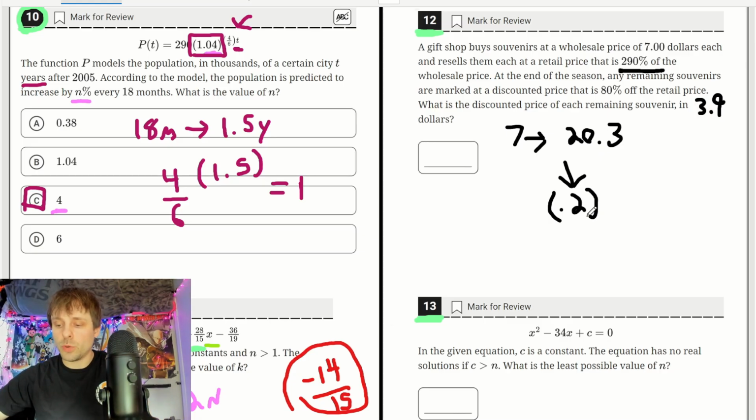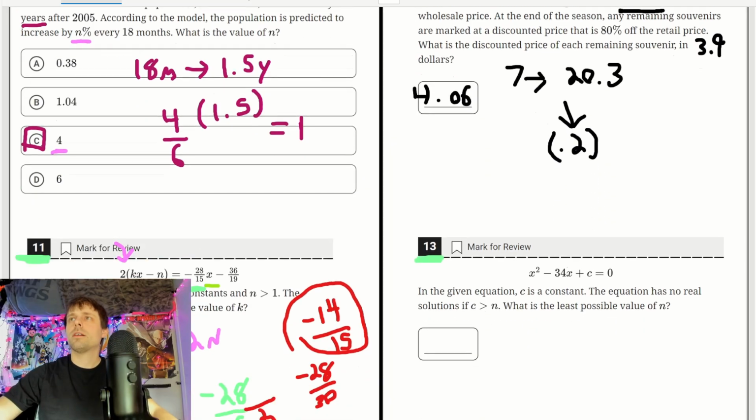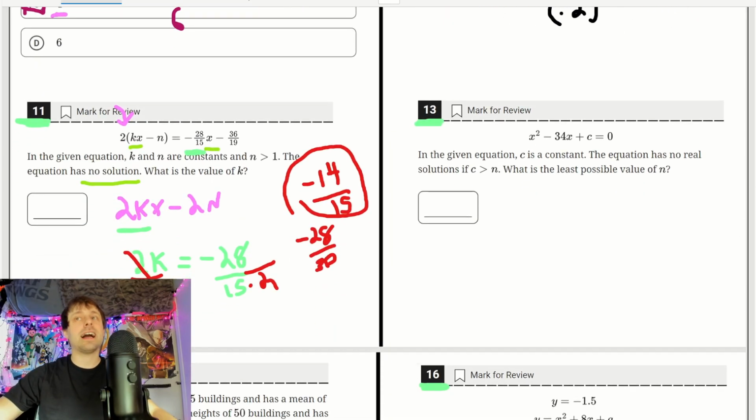So let's do 0.2 times 20.3, and that's going to be $4.06. So honestly, not too bad of a problem. Looking at number 13, I see a function with c.